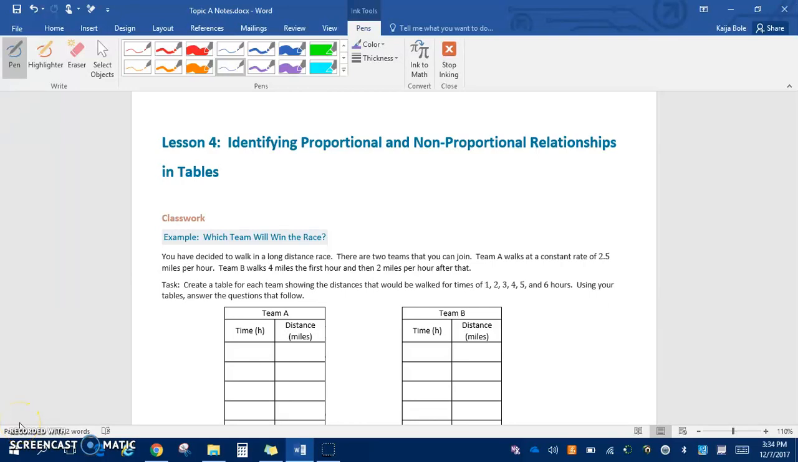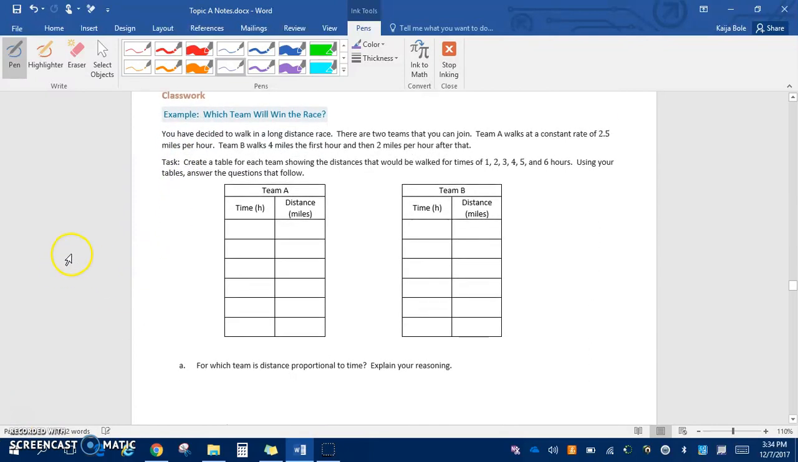Alright, here we are on lesson 4, identifying proportional and non-proportional relationships in tables. So we are going to combine lesson 4 with part of lesson 5, so we're going to kind of jump around a bit, so make sure you're always on the right page. We are going to start on this page, and we're going to do this first example here.